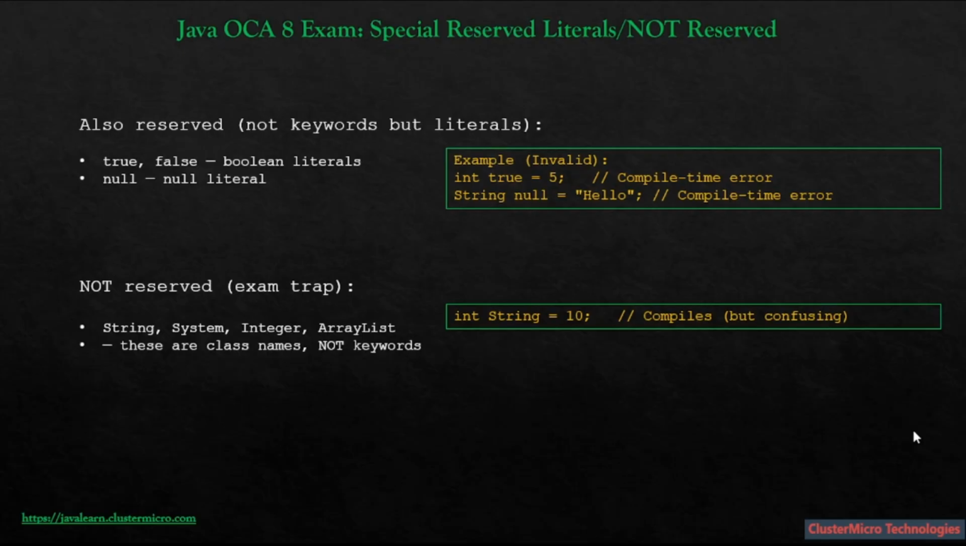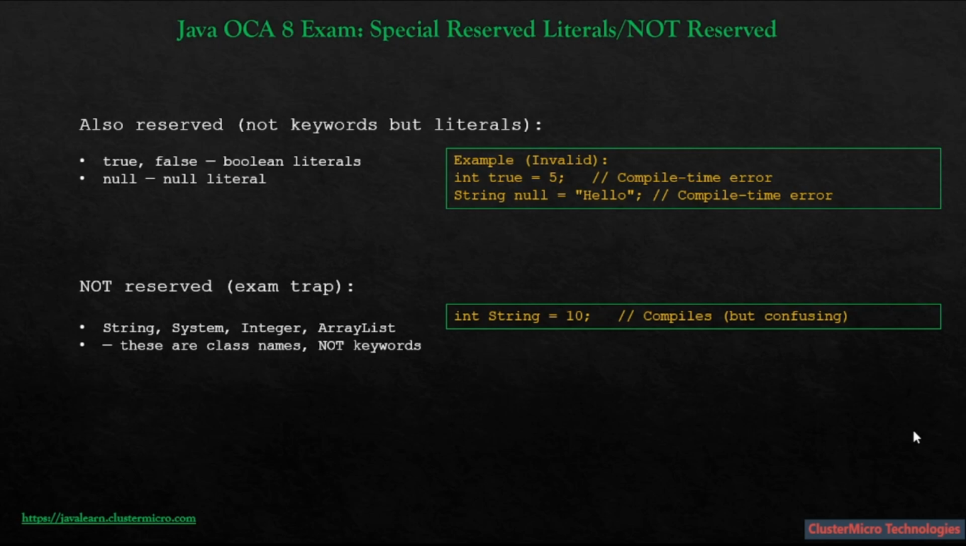So you can have a variable name as String. Very strange, but you can use it, String with a capital S. Then you can have System, Integer, ArrayList, all this. So this will compile, but you have to remember that. It's not wise to use them in actual code, but for the exam you can remember that String, System and all these things are allowed because these are all class names. They are not keywords. Okay.